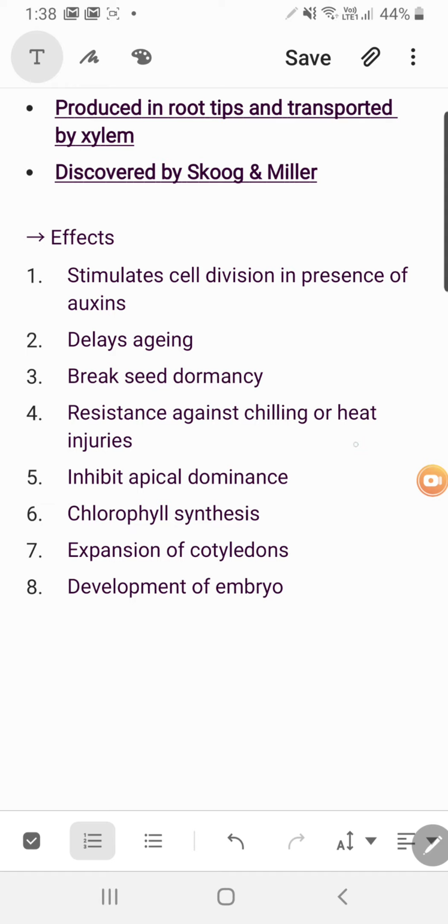But cytokinin keeps on dividing, producing new plant cells one after the other, so it provides resistance to the plant against these injuries. Another one is that it inhibits apical dominance, since cell division occurs in all directions. So it's not particularly about the apex area. Therefore, cytokinin can allow the growth of lateral branching rather than the apical one, right?